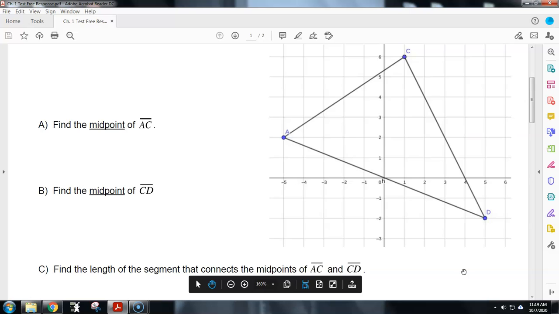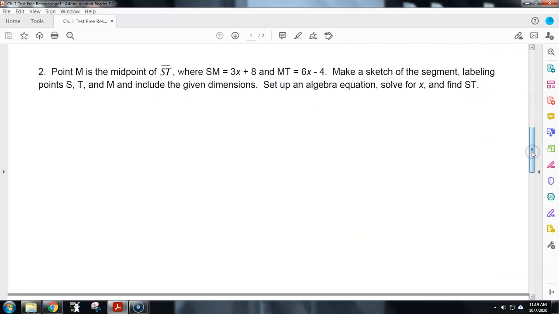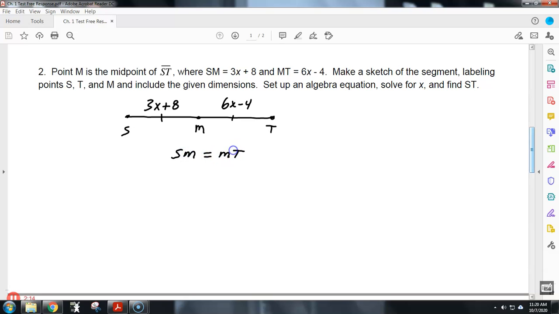All right. Next problem. We have a midpoint problem. So I'm going to draw this segment. It says M is the midpoint of ST. So M is smack dab in the middle of S and T. I'll show it with congruency marks. I label this 3x plus 8. MT is 6x minus 4. Because SM equals MT, I can just do the algebra and set those 2 expressions equal to each other.